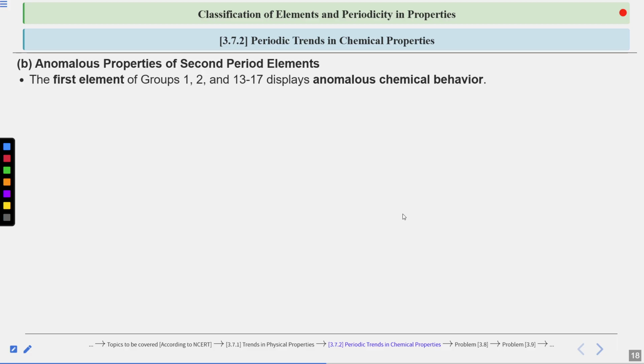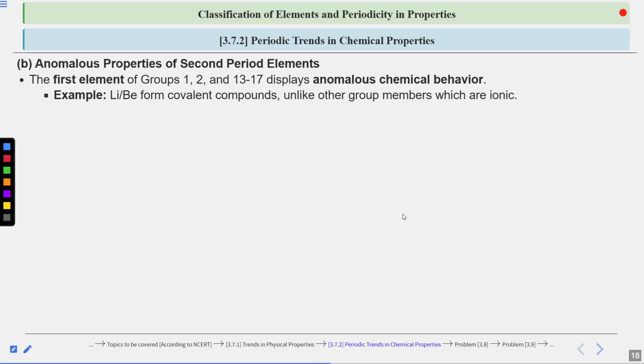So first of all, what is this anomalous behavior? It is seen that the first element of the groups 1, 2, 13, 14, 15, 16 and 17 has a different property in each and every case, and they display anomalous chemical behavior, right?